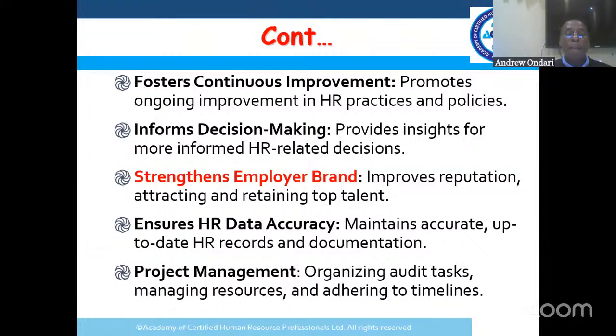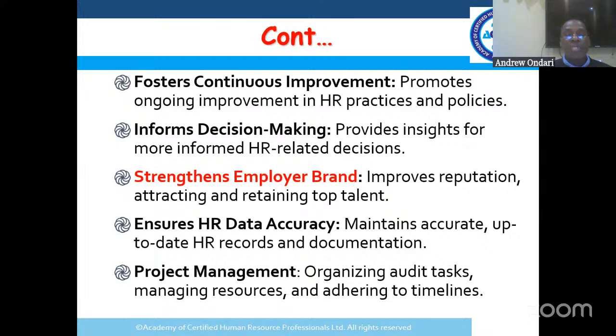So HR audits help us to manage the product quality, aspects of time, aspects of scope. And this helps us to be clear on where we are coming from, where we are going, and how best we can improve.